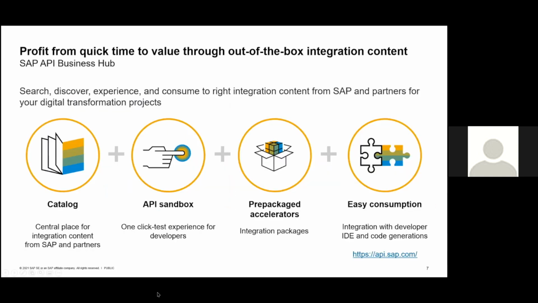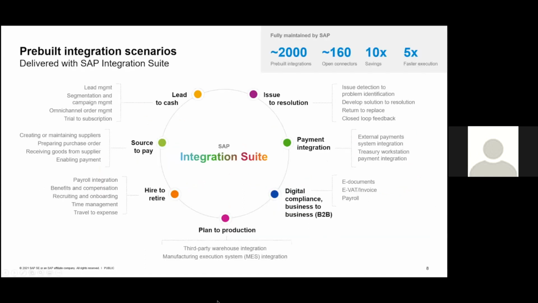Customers can leverage pre-built integration packs from SAP and also from partners to get out-of-the-box integrations for SAP to SAP and SAP to non-SAP integration scenarios up and running quickly. These integration packages are available at the SAP API Business Hub, our public catalog, and can also be consumed in the Integration Suite. At the API Business Hub, approximately 2,000 pre-built integration flows and value mappings and around 160 open connectors are available.